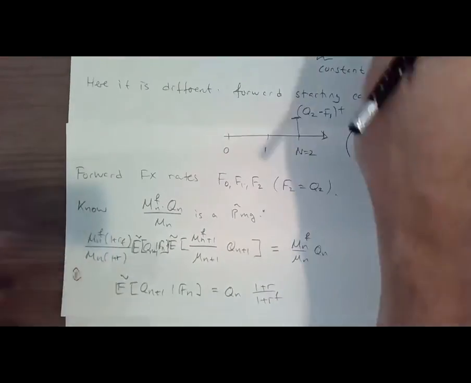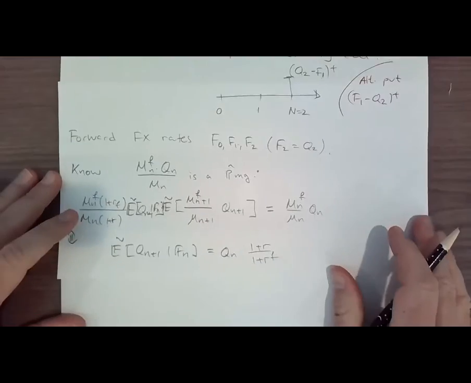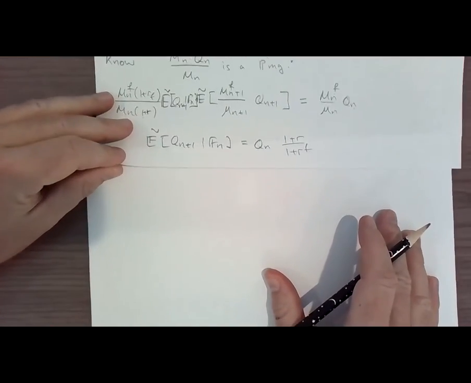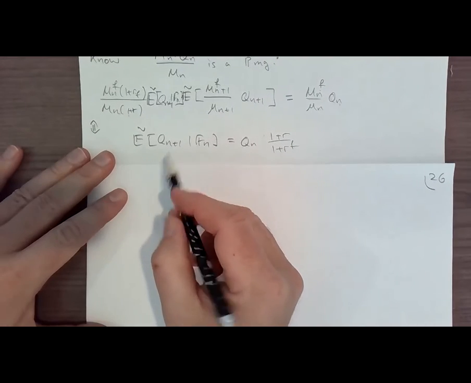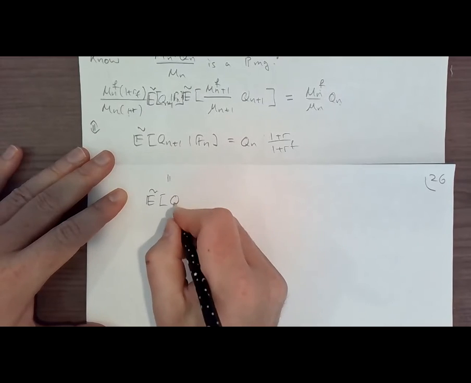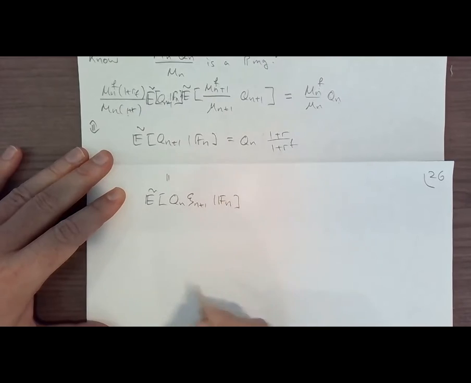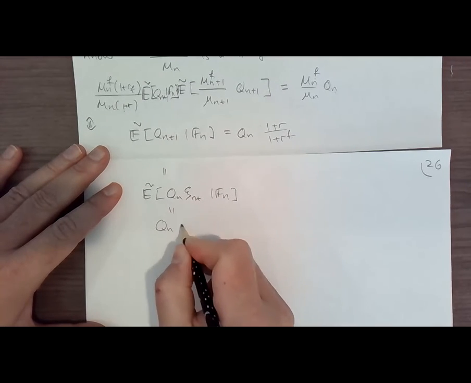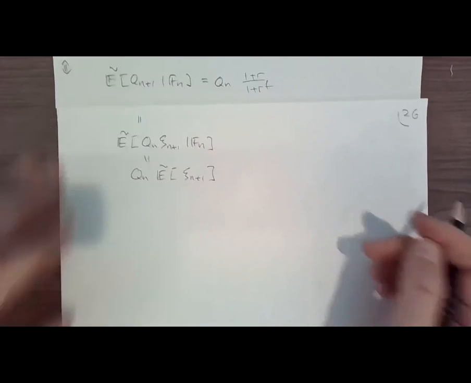Well, what was the notation we were given in the problem? We were given that U and D had specific values. So I can write this here as the expectation of Qn times psi n plus 1 given Fn. And this is measurable, and that one's independent. We're going to get Qn times the expectation of psi n plus 1, no conditioning because you have independence.